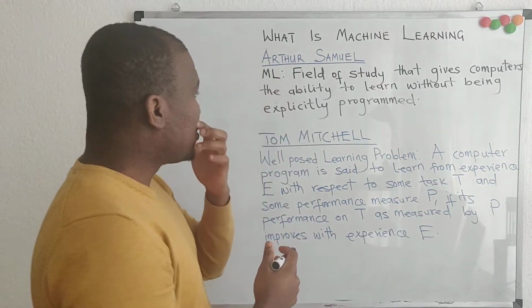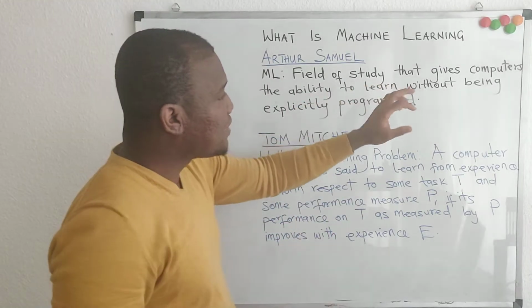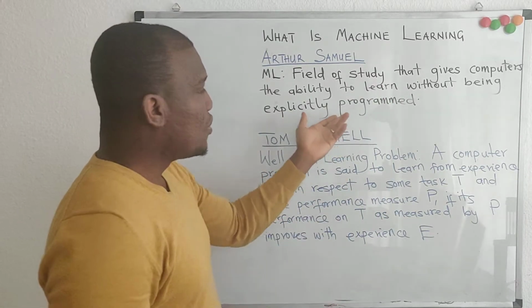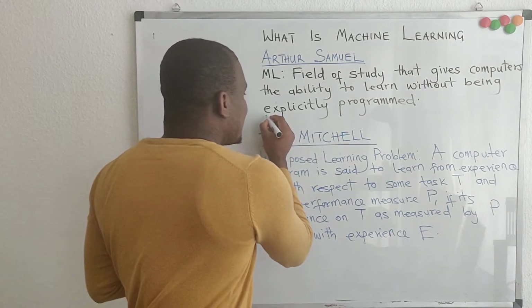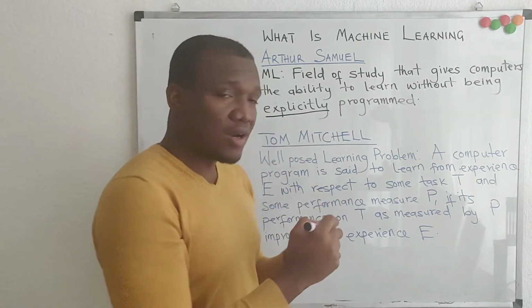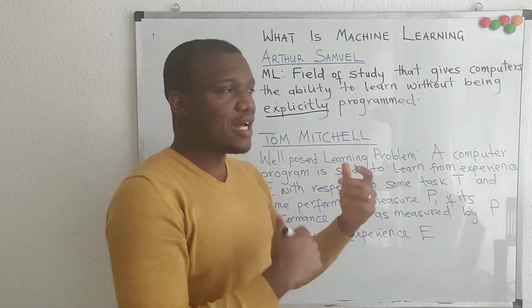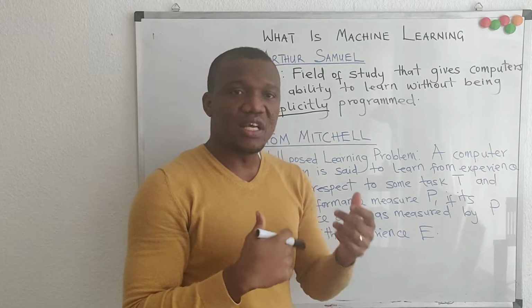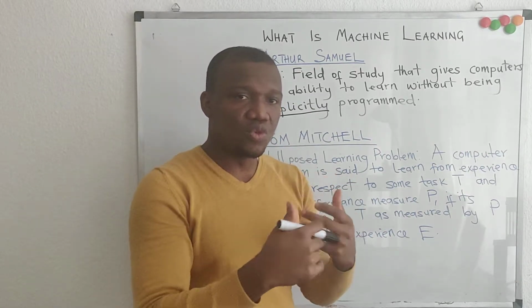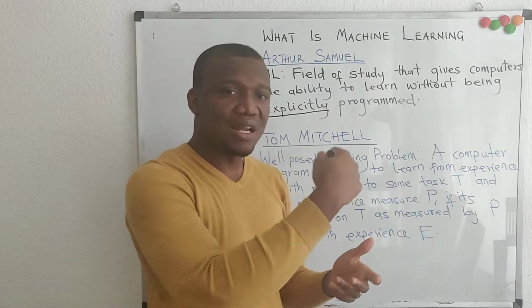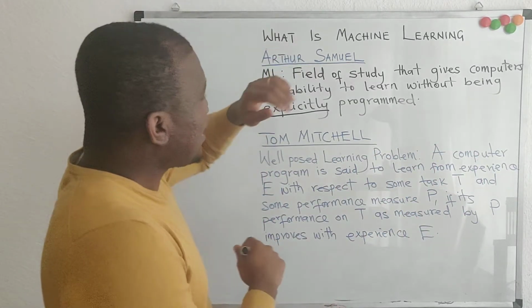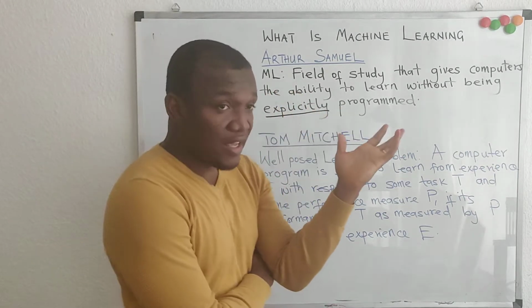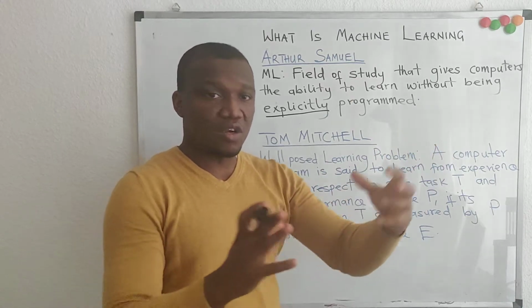So what Arthur Samuel is saying is that machine learning is a field of study that gives computers the ability to learn without being explicitly programmed. So the term here is without being explicitly programmed. And that is what we saw in the previous video, that the model is able to figure out the rules on its own as opposed to traditional software engineering where the programmer has to translate rules into program instructions that are supposed to be followed. Now, Arthur Samuel's definition is good, but it's kind of vague. It leaves rooms for a lot of questions.